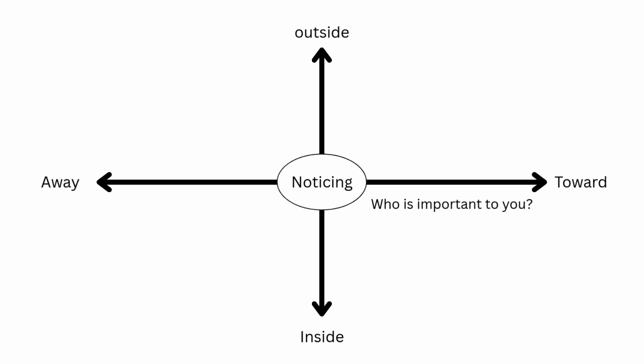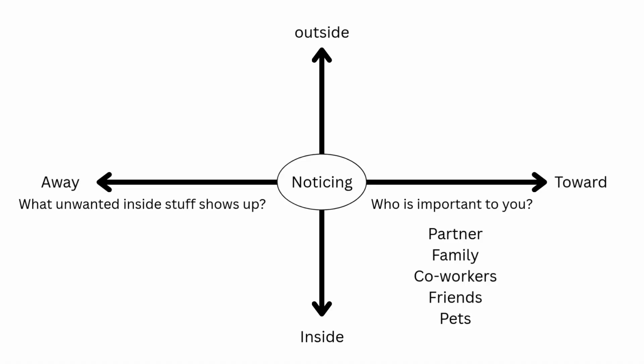So this is an example. We're going to walk you through an example of how the matrix works. And we're going to start by asking in the lower right quadrant, who is important to you? And when I ask that question, you may say things like this: your partner, family, co-workers, friends, and pets. Then we ask in the lower left quadrant, what unwanted inside stuff shows up? So sometimes, for example, we can be angry with the people who are important to us, or they can make us afraid, and fear can show up, or frustration can show up, and anxiety can show up.